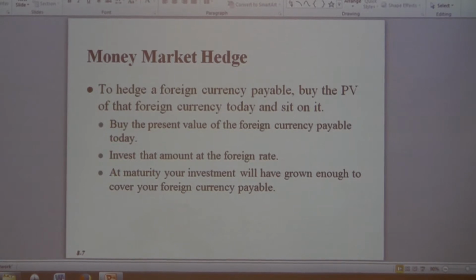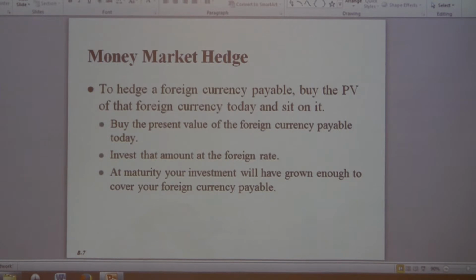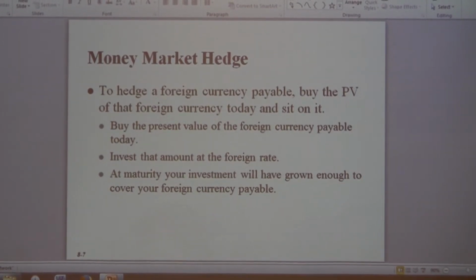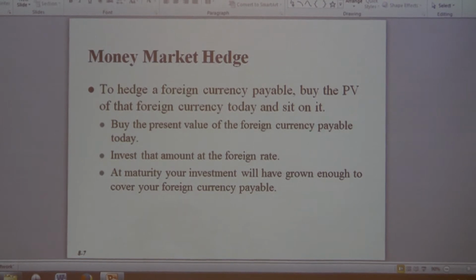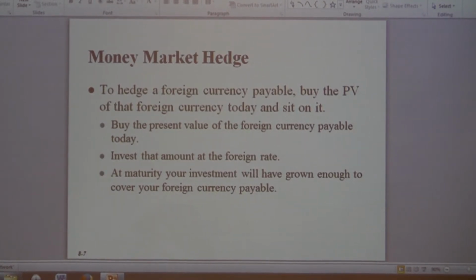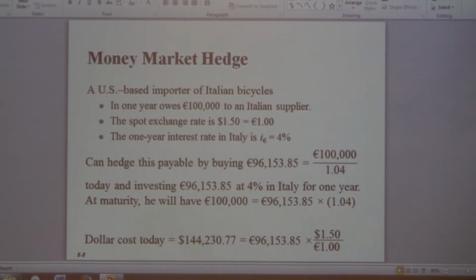Basically here, what we are saying is that if you have to make a payment of 1 million, you don't need all the 1 million euros today. What you need today is the present value of the 1 million. You borrow the present value of the 1 million and keep it in euros. And 1 year from today, you will have the 1 million that you need to make the payment. So that's the case of the money market hedge.